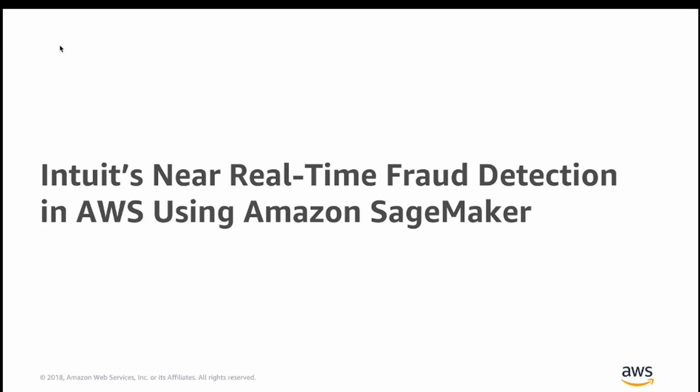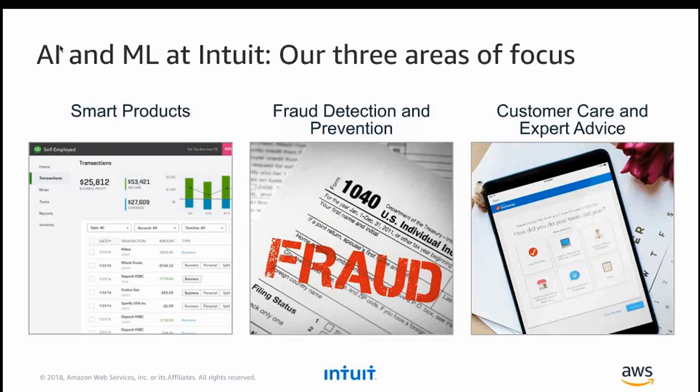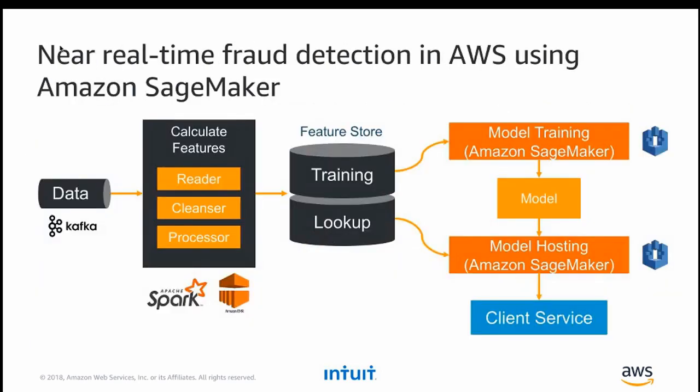Heading back to our slides, we're going to talk through Intuit's near real-time fraud detection use case using Amazon SageMaker. So Intuit is the maker of products like TurboTax, QuickBooks, ProConnect, and Mint. Very well known in the financial business. Lots of financial transactions go through their software at some point in their life. Intuit uses artificial intelligence and machine learning in lots of their products, from providing smart recommendations to customer care and expert advice. The use case we'll talk about today is fraud detection and prevention.